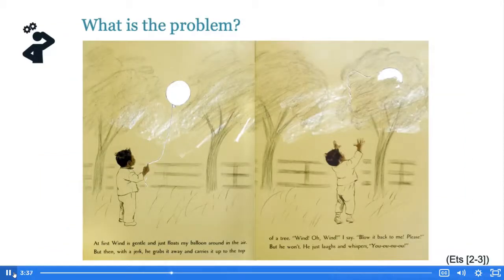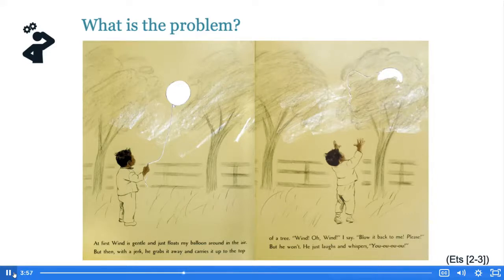In the text, Gilberto and the Wind, Gilberto has more than one problem with the wind. First, I'll reread some pages and identify the problem on those pages. Then we'll identify another problem together. And finally, you'll identify a problem on your own. Listen as I reread a few pages.